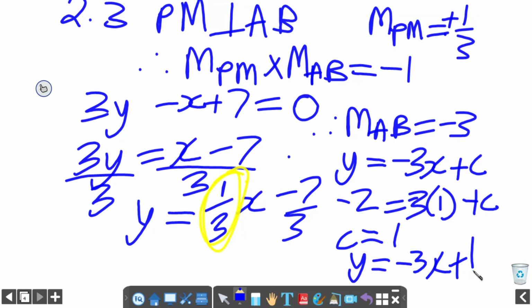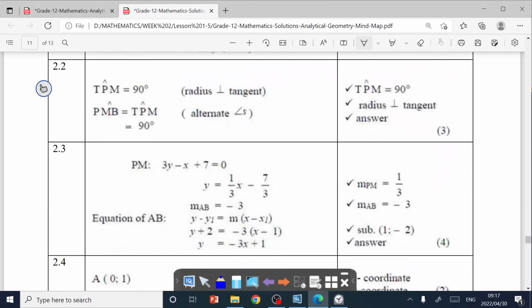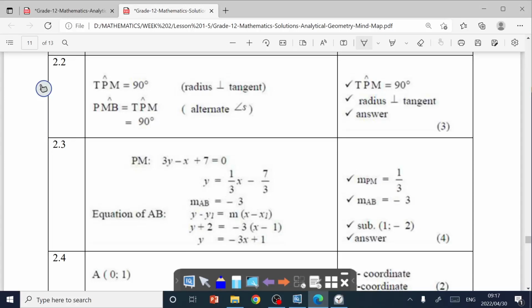Okay. Now coming to marking. When it comes to marking, 1 mark for having the gradient of PM as 1/3. 1 mark for having the gradient of AB as -3. 1 mark for substituting the value of M. This is a different method of finding the equation: y minus y1 is equal to m(x minus x1). y1 is the y coordinate of M. x1 will be the x coordinate of M. And 1 mark for the final answer. So that is out of 4. Are we good?